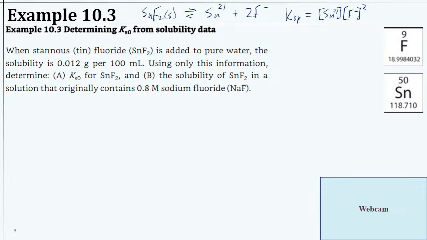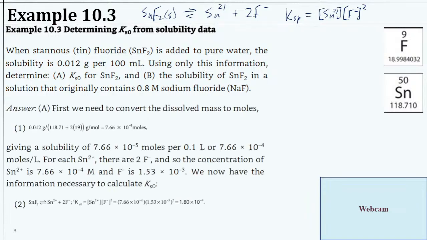At any rate, the overall balance here for the solid in equilibrium should be SnF2 in equilibrium with Sn2+ and 2F-. As I mentioned a minute ago, we have to remind ourselves that the solubility product should then be the concentration of tin, Sn2+, times the concentration of fluoride squared, because of the 2 there. Okay, so that's just a little side note. Hopefully you got at least that far.